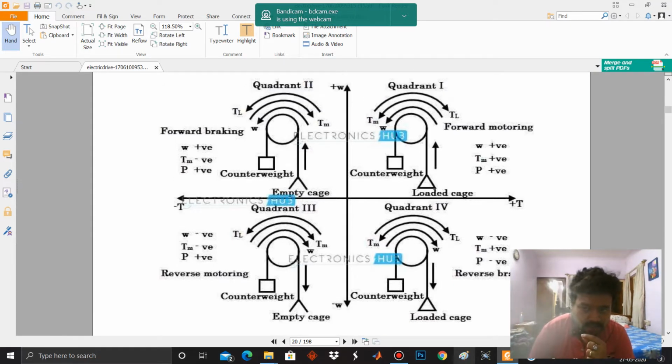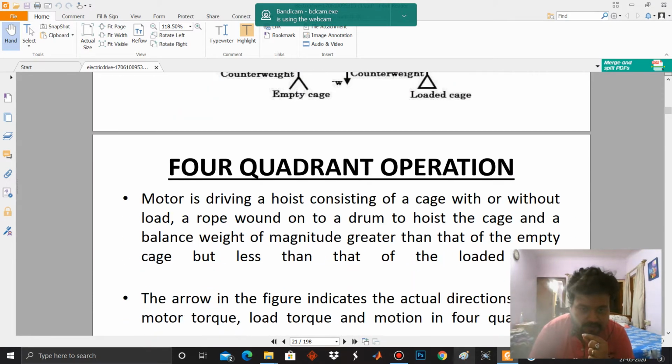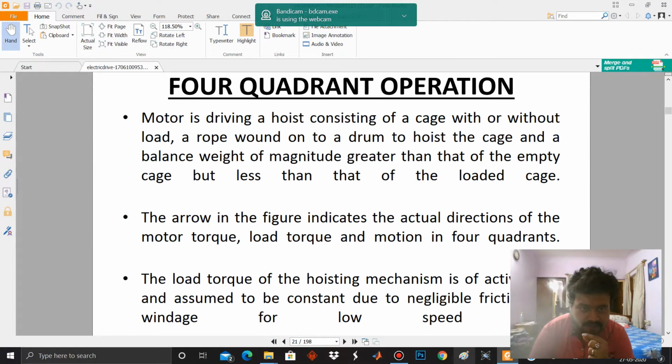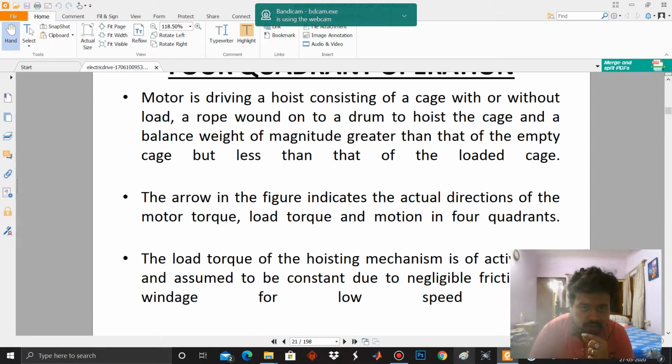The first quadrant was known as forward motoring, the second quadrant is forward braking, the third quadrant is reverse motoring, and the fourth quadrant is reverse braking. So let us explain the four quadrants of operation. The motor is driving a hoist. A hoist is a pulley-like arrangement.